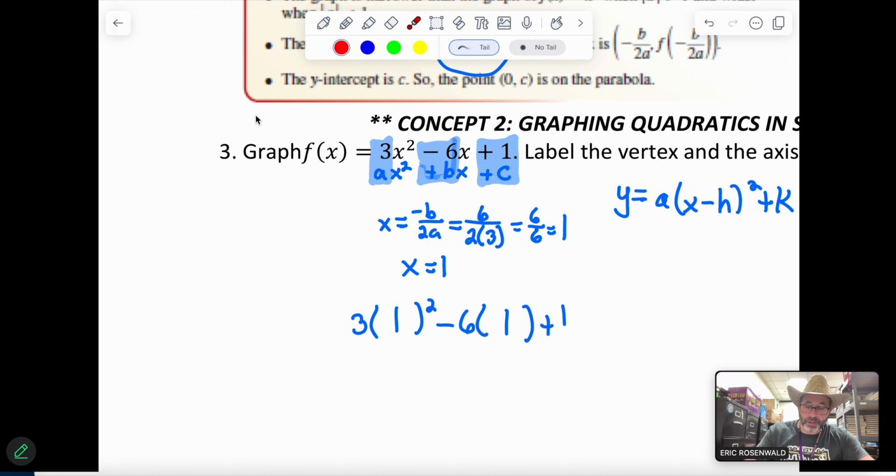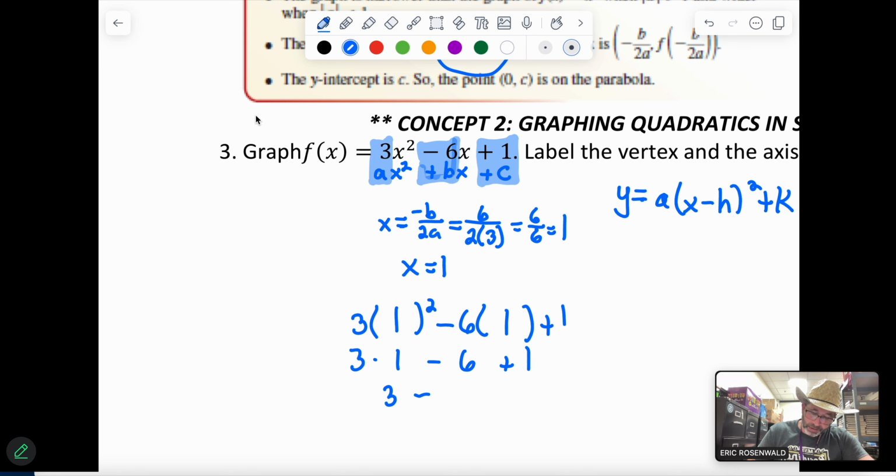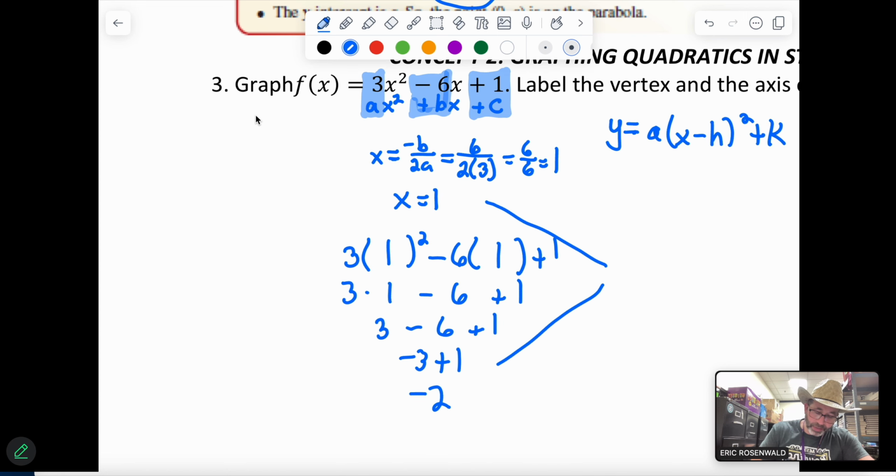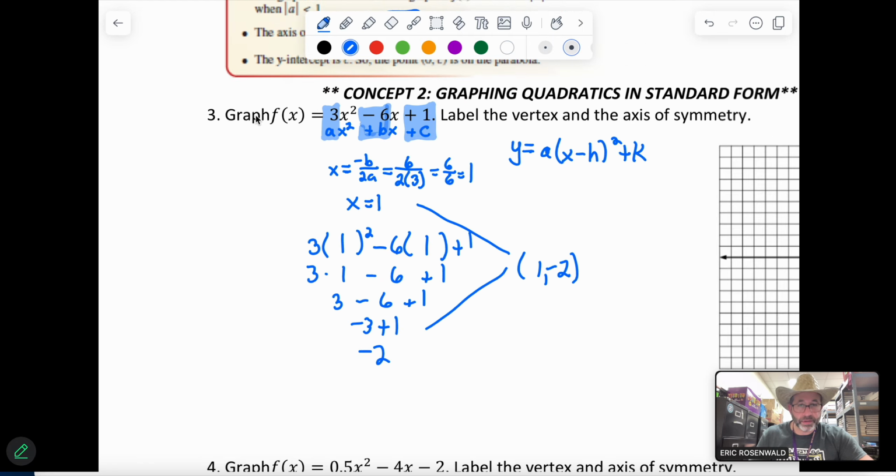Okay, and again, that equation just came straight from up here. I'm just replacing my x's with a 1. We end up with 3 times 1 minus 6 plus 1. So that's 3 minus 6 plus 1, which is negative 3 plus 1, so negative 2. So my vertex, if I put these together, is going to be 1, negative 2. Here's my vertex.